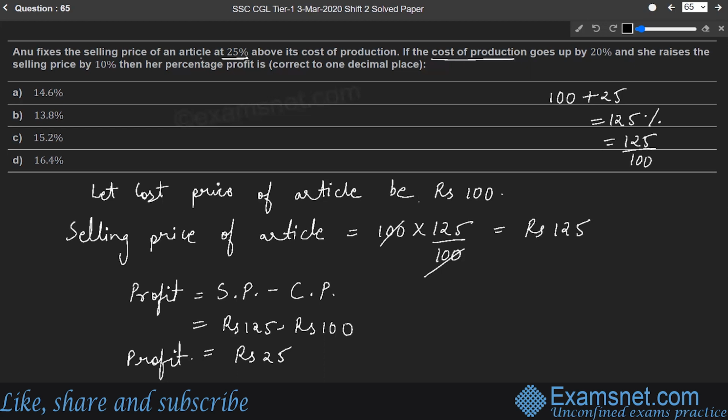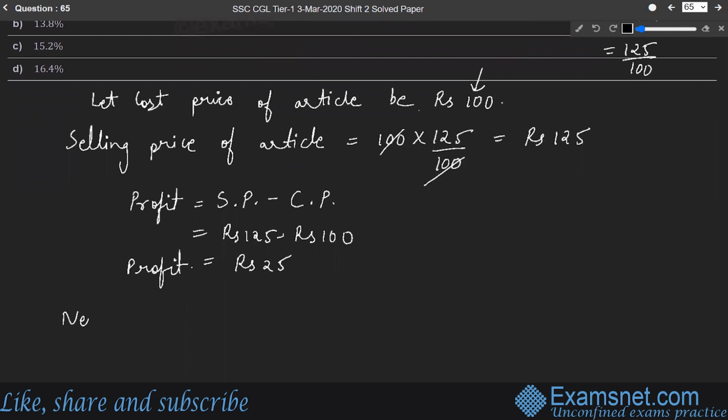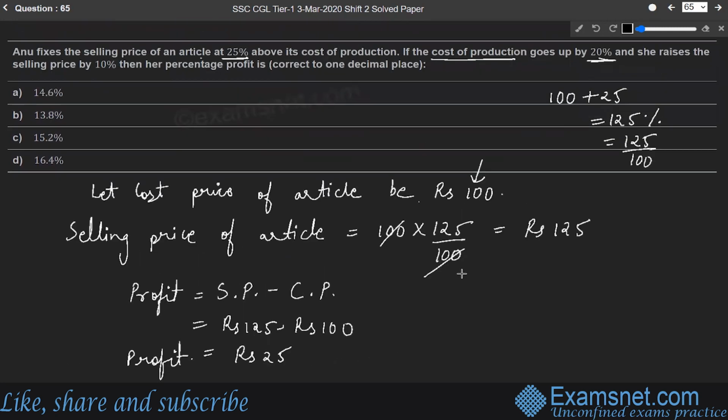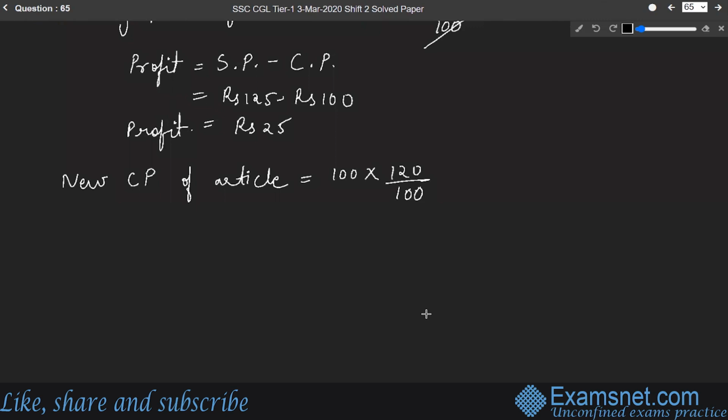It is given that if the cost of production goes up by 20%, what is the cost price now? It is 100. So if it increases by 20%, then the new CP or new cost price of the article will be 100 multiplied by 120 by 100. As I explained to you, the total of any value is taken as 100, right? So the cost price was also 100 before, and now it goes up by 20%. If it goes up by 20%, it means 100 plus 20, which is 120. And since there is a percentage, 120% means 120 by 100. That is why the new cost price is 100 into 120 by 100.